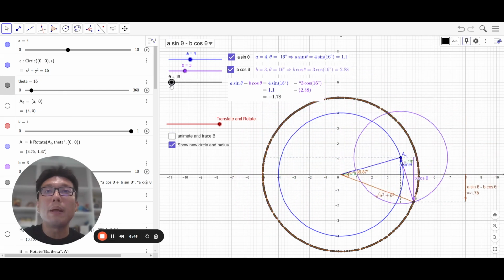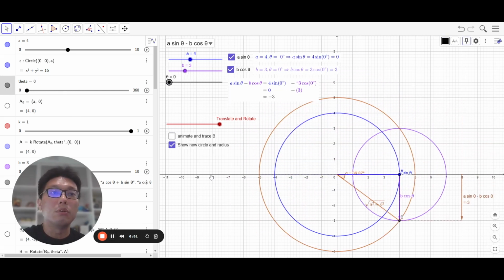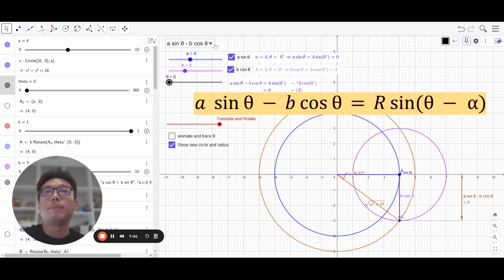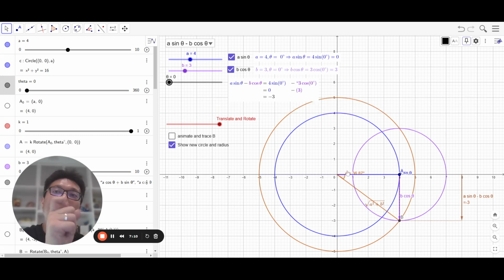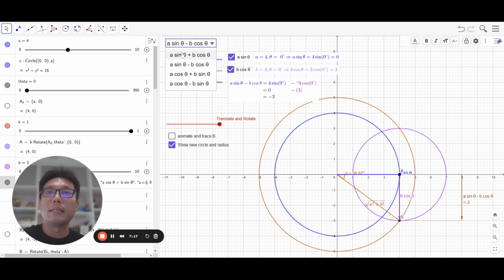And we go back to theta equals 0. So where does it start? It starts with the point B shifting backwards by 36.87 degrees. Now that's the reason why A sine theta minus B cosine theta equals R sine bracket theta minus alpha, because we're moving that amount of angle back to get to this point B. So that shows our A sine theta plus B cosine theta and the minus version.